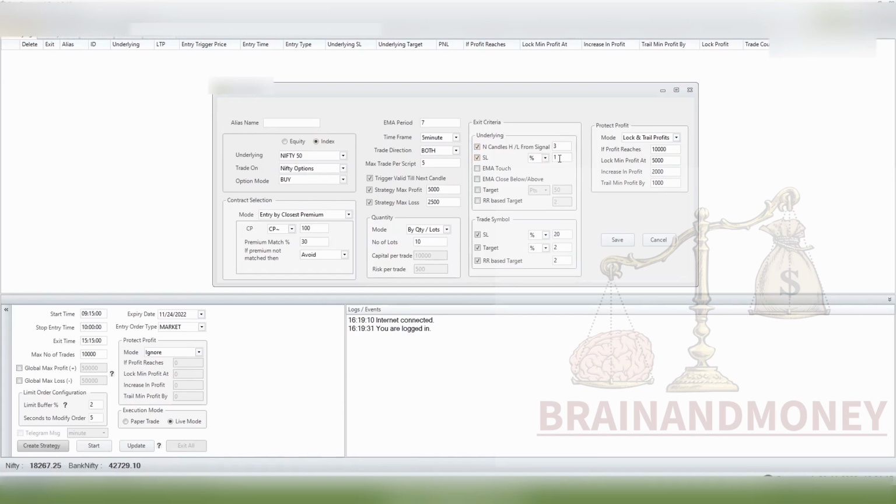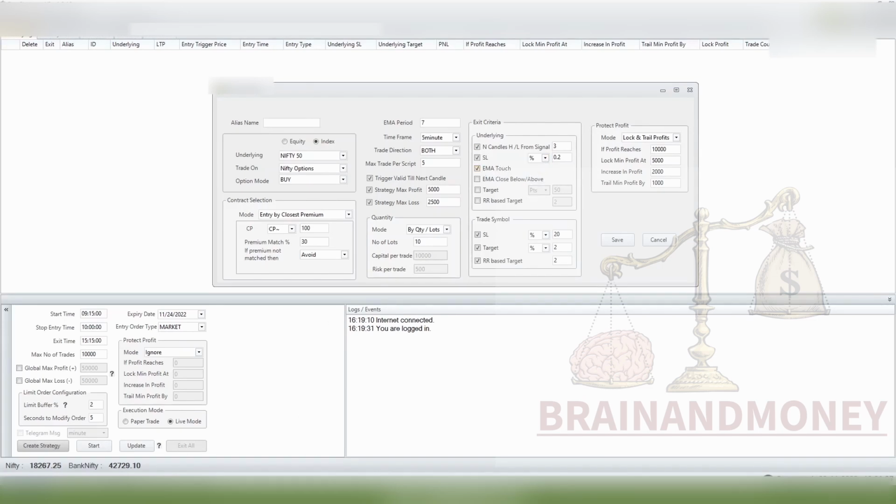So let's say if you are scanning the signal on the Nifty spot chart, and on the spot chart from the trigger price you want to keep a stop loss of 0.2%. So you can keep the stop loss over here. You can mention it in percentage or point basis, right? Now the third exit type option is EMA touch.